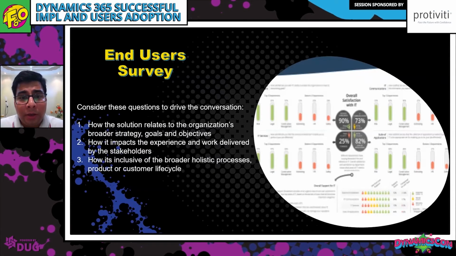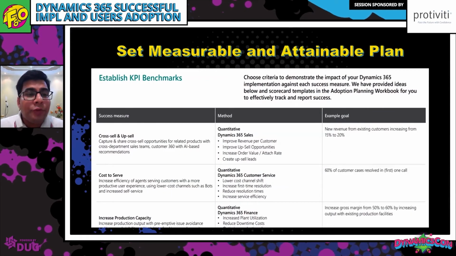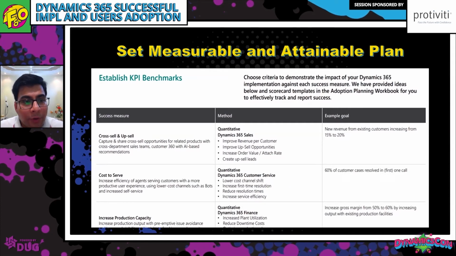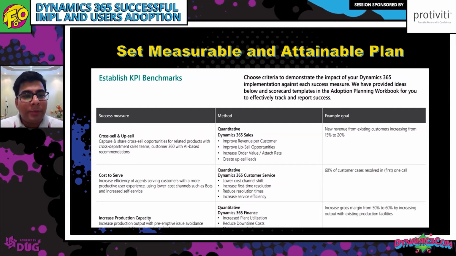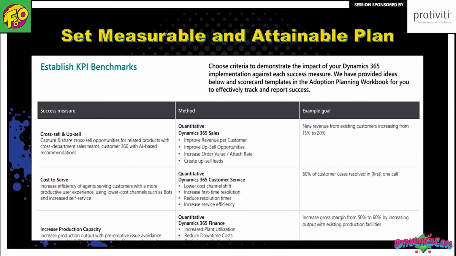Now, measurable and attainable plan: we have to define our success criteria. On the business side, they need to define how they will be achieving what they are planning to do. So identify the KPIs that should improve based on adopting various business scenarios. This is very, very important. Okay, establish KPI benchmark and users' Dynamics 365 knowledge. So these are the benchmark you will be comparing against when you're checking, okay, I have to achieve it. So define that.